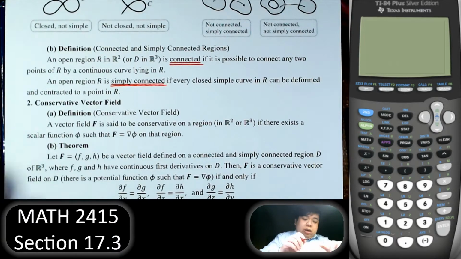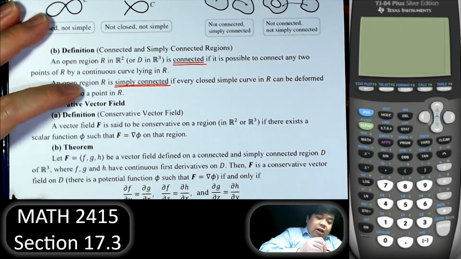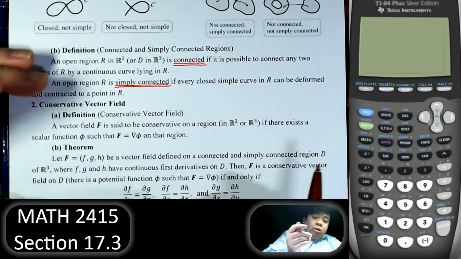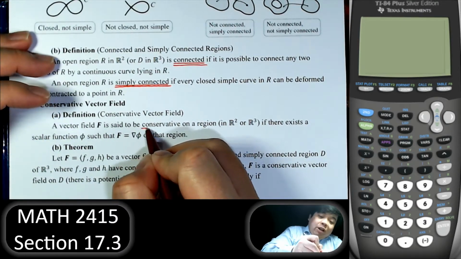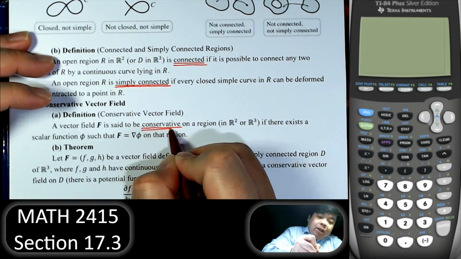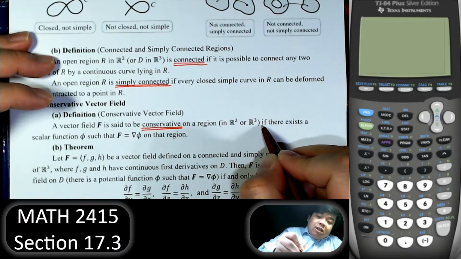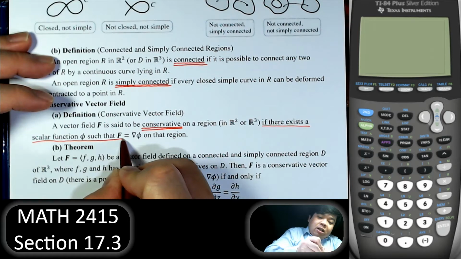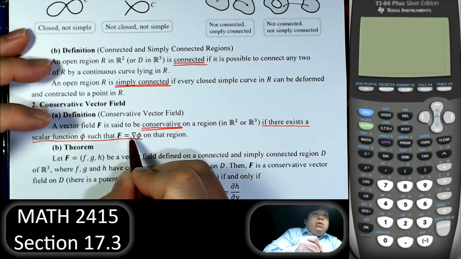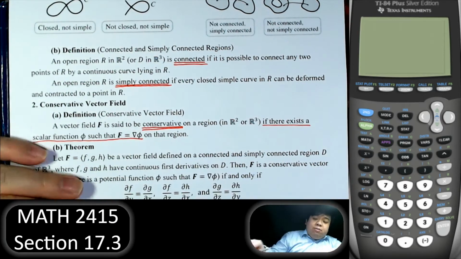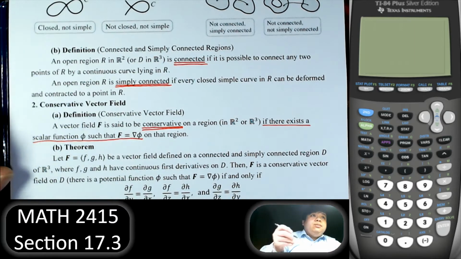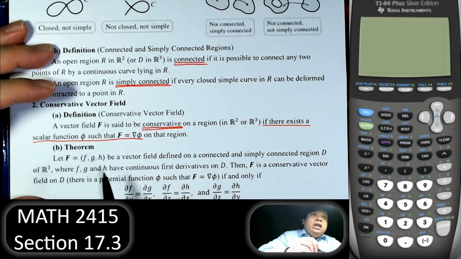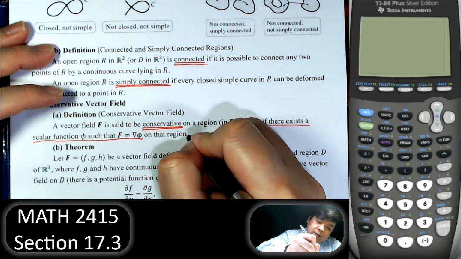Now, more important, what we need is to know what a vector field is, or when a vector field is said to be conservative. So a vector field is said to be conservative if there exists a scalar function such that the vector field is equal to the gradient of the function. And that function is called a potential function.